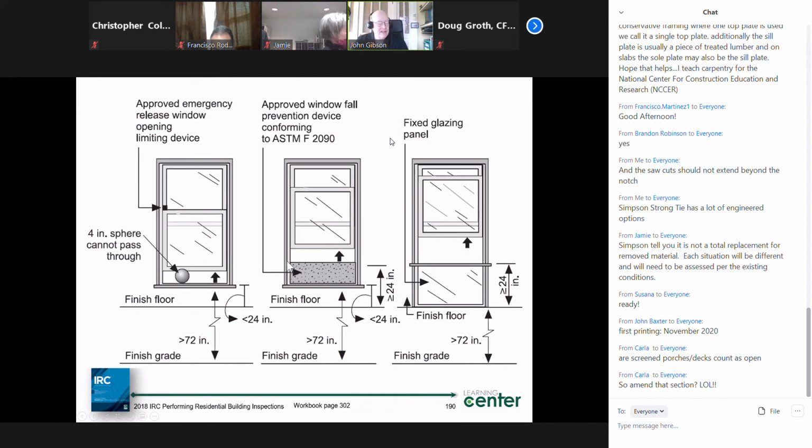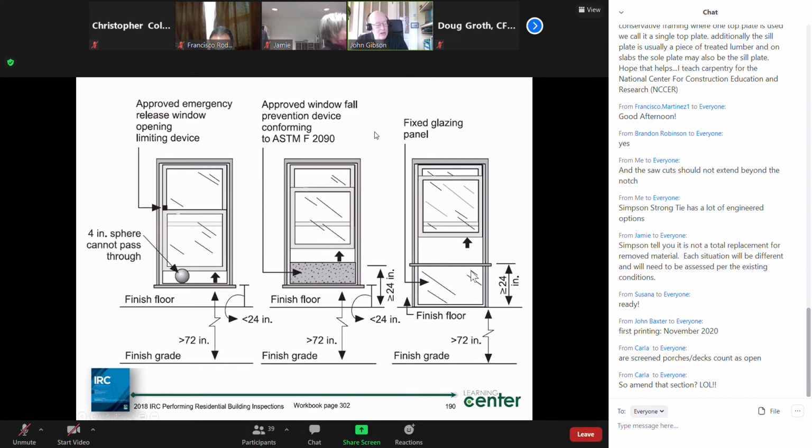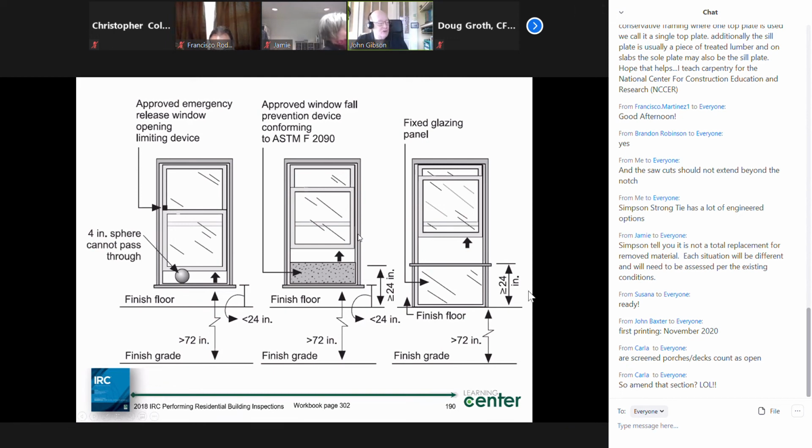Or it has a little panel assembly that pops up, which is a fall protection device. Or we can put in some kind of a guard or some kind of a shield there to raise the opening up so that we're more than 24 inches off of the floor surface. Those are all options we can use.